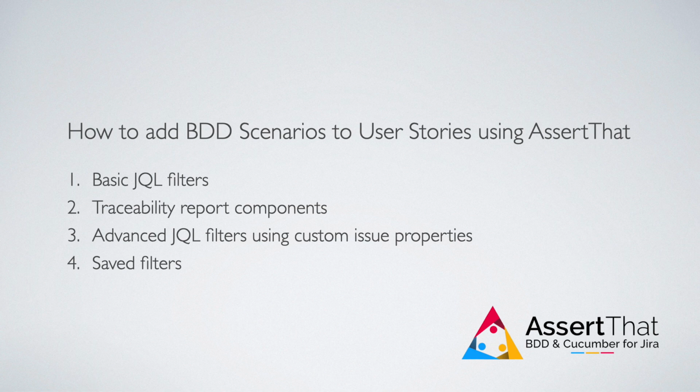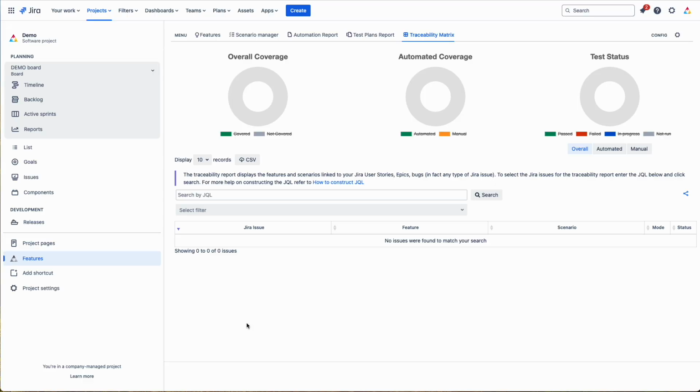So it goes without saying, we'll assume that you've installed the plugin and enabled it for a project. In the previous videos, we showed you how to link scenarios to user stories and how to run them manually. So let's dive straight into looking at the traceability report. The traceability report is available from the features menu, and then you click on the traceability matrix.